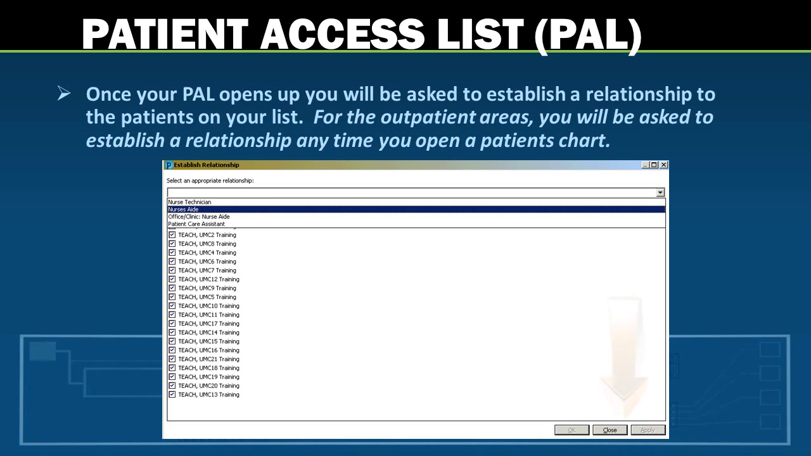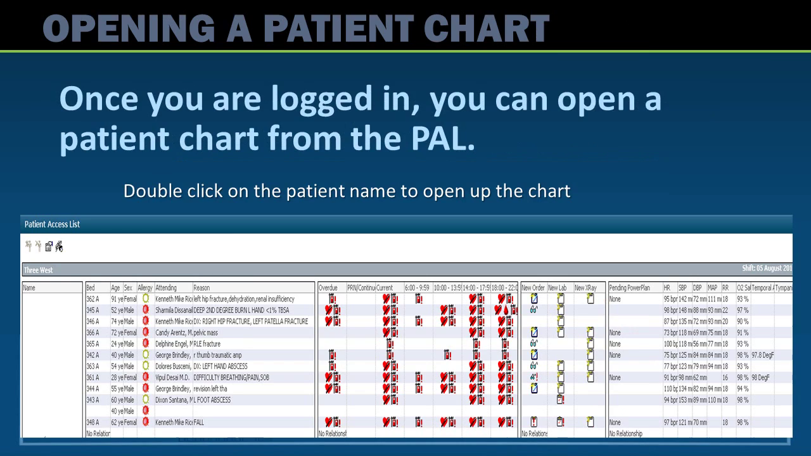The PAL, or the Patient Access List, is a list that you will be utilizing to see the patients you might need to be charting in. Once your PAL opens up, you will be asked to establish a relationship to the patients on your list. For outpatient areas, you'll be asked to establish a relationship anytime you open up a patient's chart. Depending on your role, you can select your relationship, whether you're a nurse aide, a nurse tech, or a PCA. Once you're logged in, you can open up a patient's chart from the PAL by double-clicking on the patient's name.